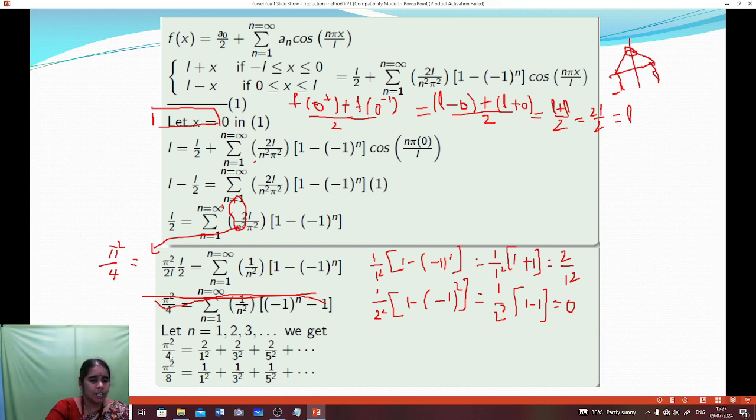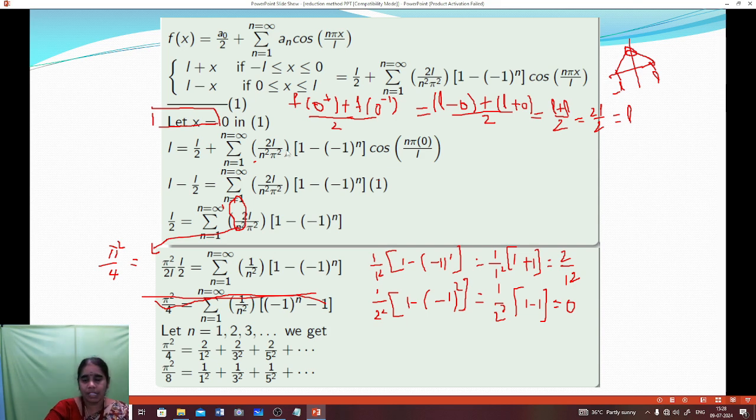Here, is there anything common? Yes, in the numerator, 2 is common for all the terms. So take the 2 common and bring it to the other side; 4 into 2 is 8. So it becomes pi square by 8, which is equal to 1 by 1 square plus 1 by 3 square plus 1 by 5 square, etc. So on solving for n equal to 1, 2 and 3, we get the answer as pi square by 8 equal to this series.